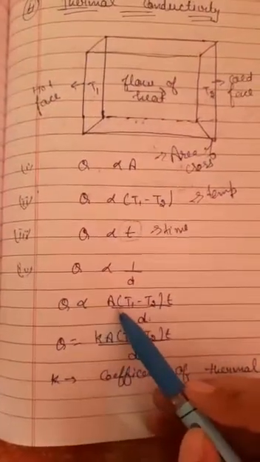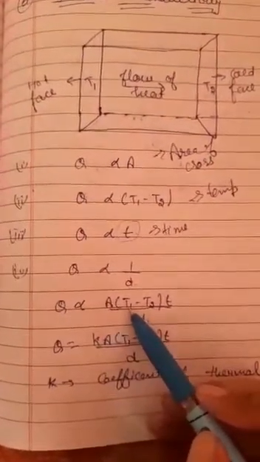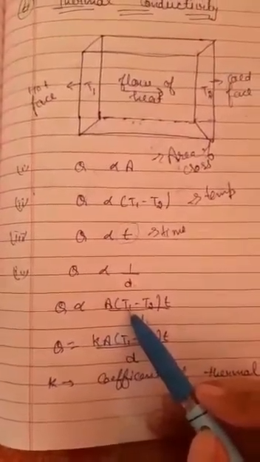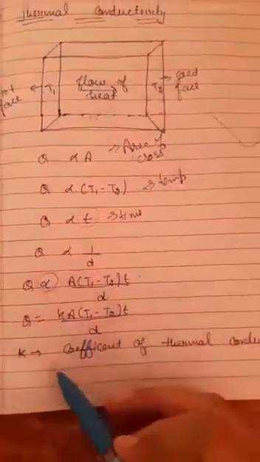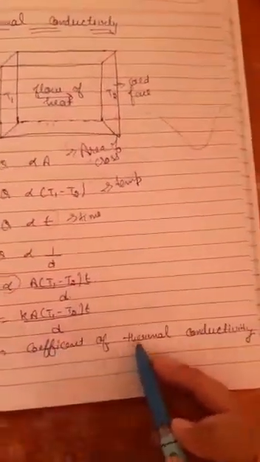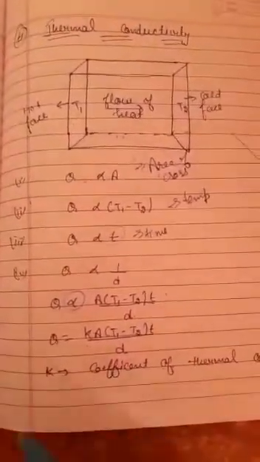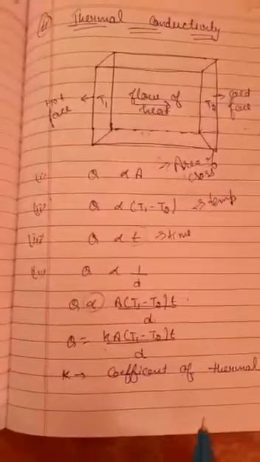On combining all these factors, what will we have? Q is directly proportional to A, the area, T1 minus T2, the temperature difference, and time t, and inversely proportional to D. By removing the proportionality sign, what we will get is capital K, which is known as the coefficient of thermal conductivity. So these terms are the factors on which heat transfer depends.